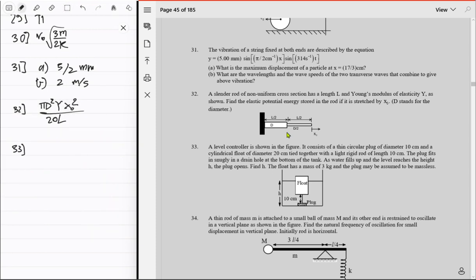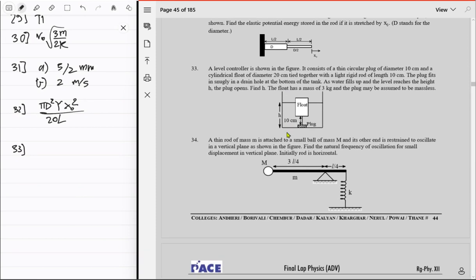33. A level controller is shown in the figure. I don't know उसका मतलब क्या होता है. It consists of a thin circular plug of diameter 10 cm. Okay, तो क्या plug यानी? अच्छा, thin circular plug. What's a plug? Oh right, just like वो bathtub वगैरह में plug देता है वैसा कुछ. Okay, whatever. It consists of a thin circular plug of diameter 10 cm and a cylindrical float of diameter 20 cm, ये float है 20 cm का, tied together by a light rigid rod of length 10 cm. तो प्लग का मतलब क्या?